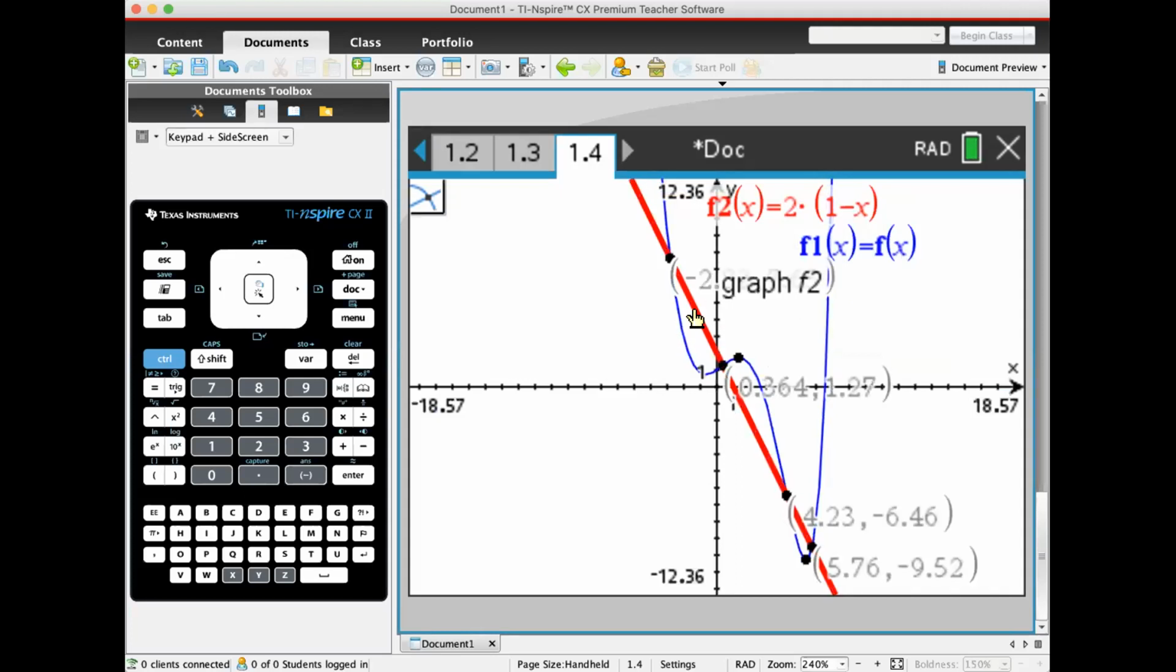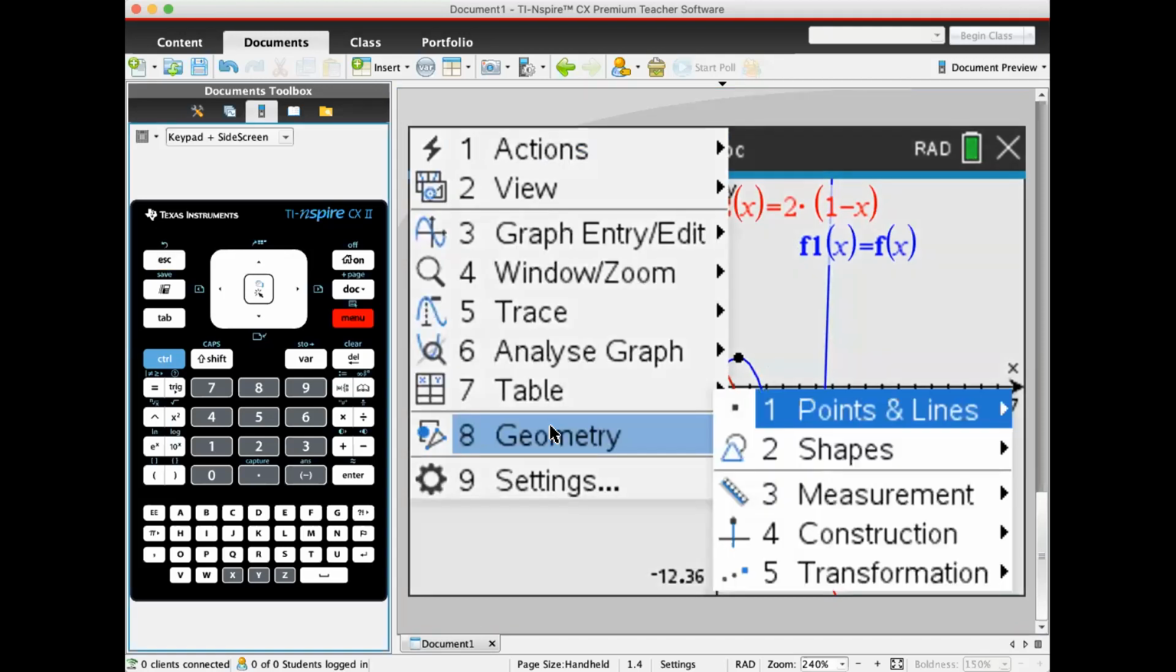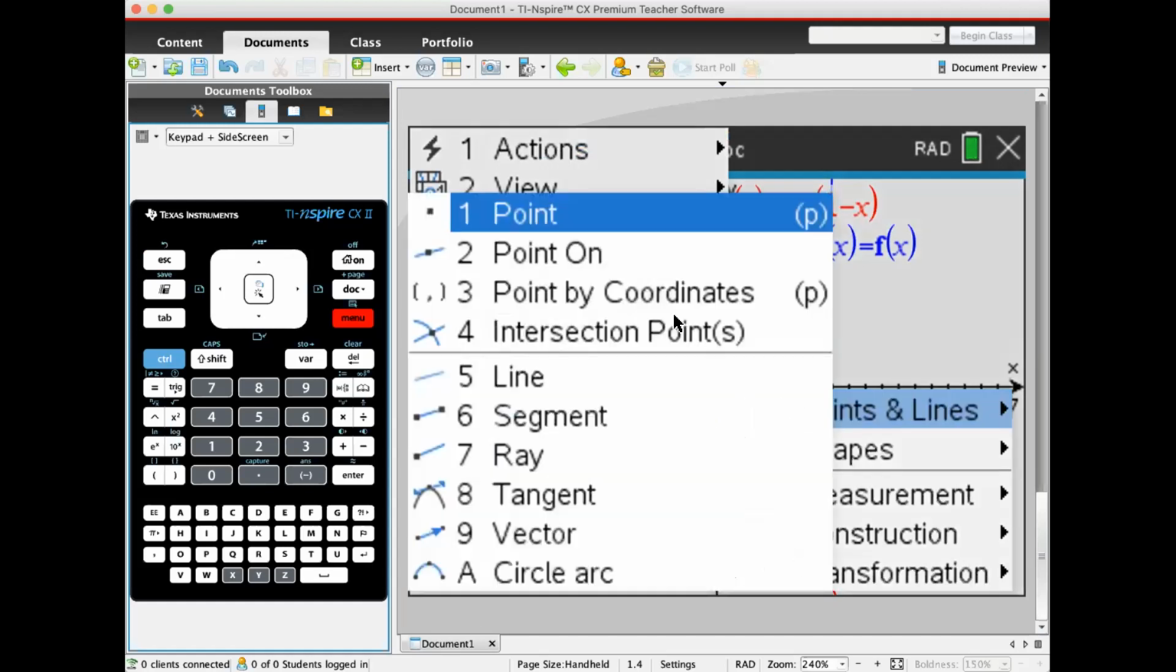And look, I've just touched it. I've not even clicked it. I just touched it and all the 4 coordinates are there in one go. All right, I'll back up and show it to you again. This is from the geometry option. Okay, so menu, geometry, points and lines, and intersection points.